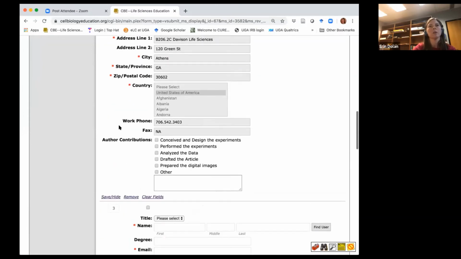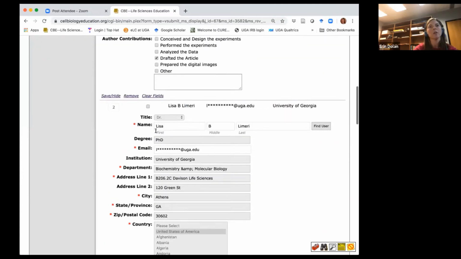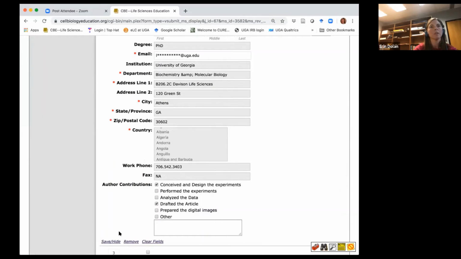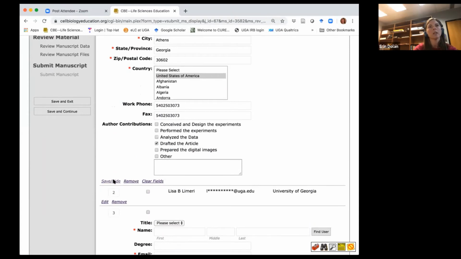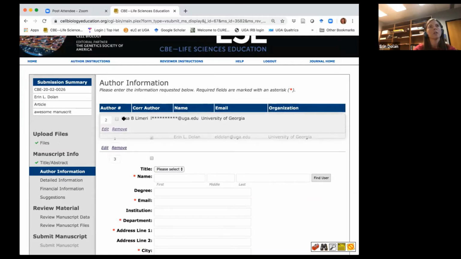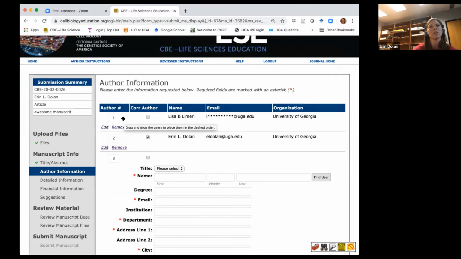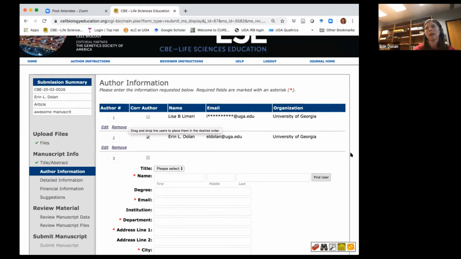Ooh, hang on a second. I'm going to do another part first. She's the one that conceived and designed the experiments, and I'm the one that maybe helped draft the article along with her helping draft the article. Then I'm going to hit save. And you'll see that this actually collapses when you hit save so that you see just the author's name. And this will allow you to then change your author order. So do you see how I just dragged and dropped and moved my authors around? So this makes it super easy to order your authors after you have selected which authors.